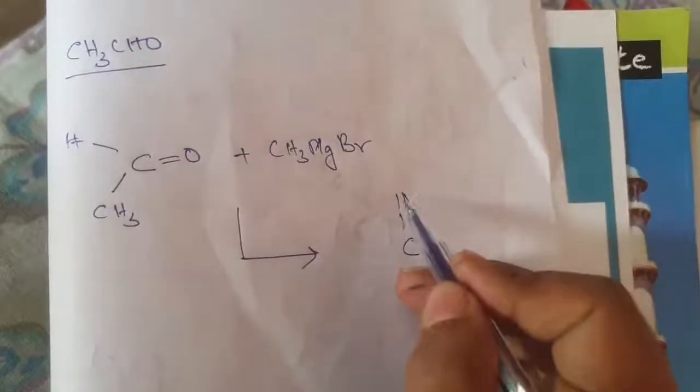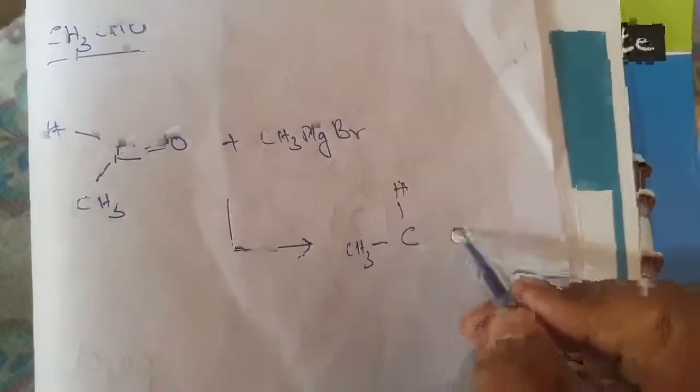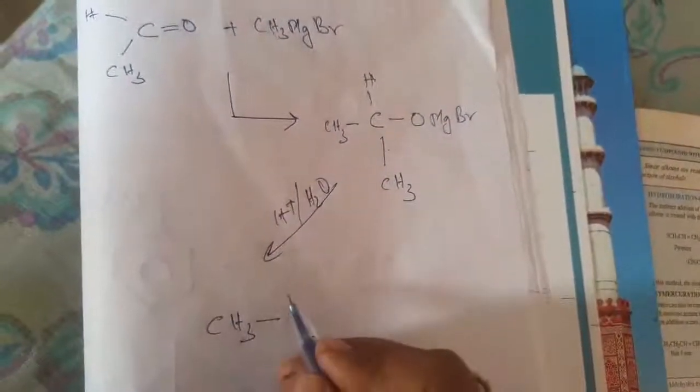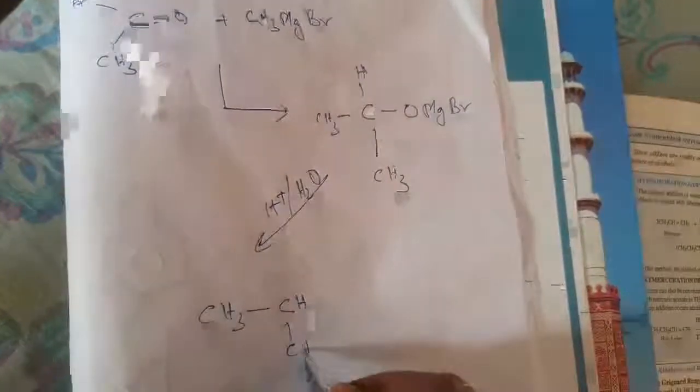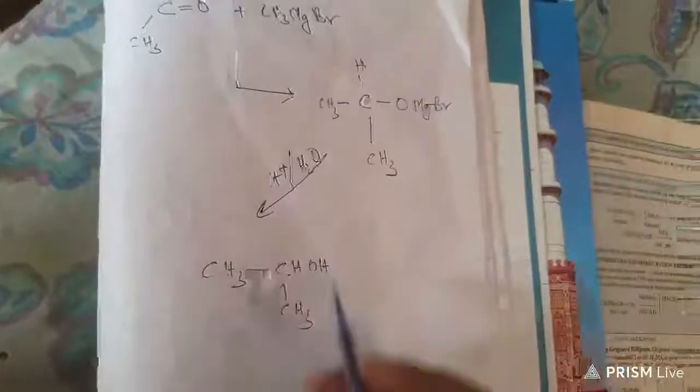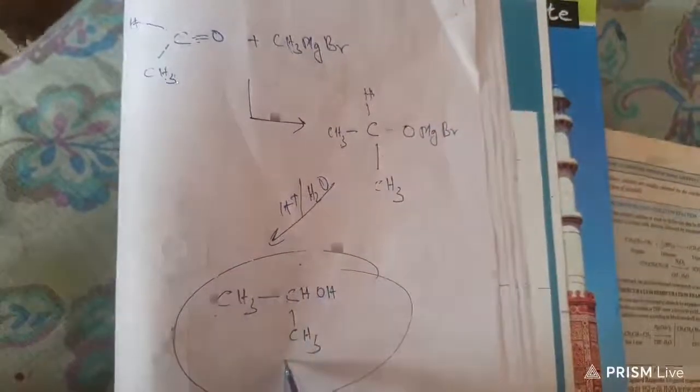C, H will be in its place, and here will be O. Here one bond will break. This one will come here, MgBr. This CH3 will come here. So you will get CH3CH(CH3)OH. What kind of alcohol is this? It is secondary, because the carbon attached to the functional group is attached to two more carbon atoms.